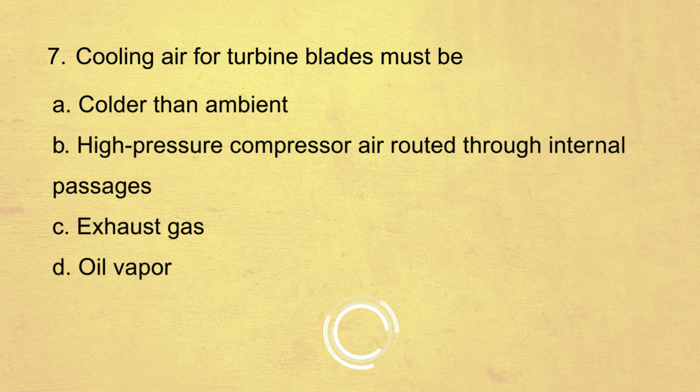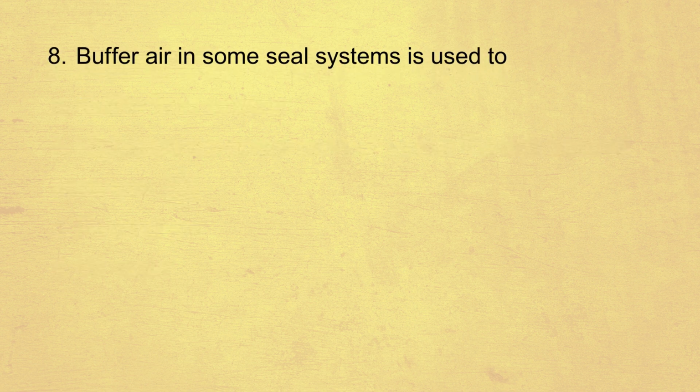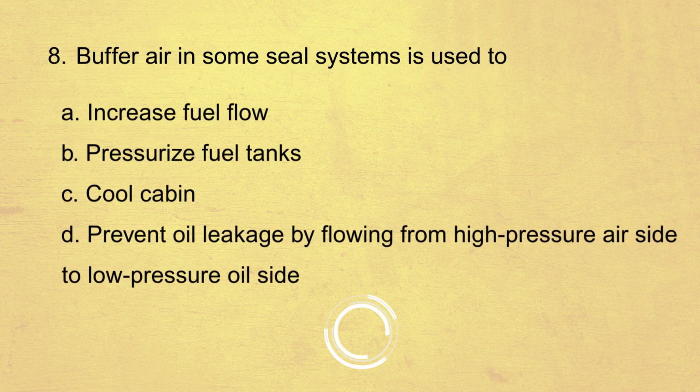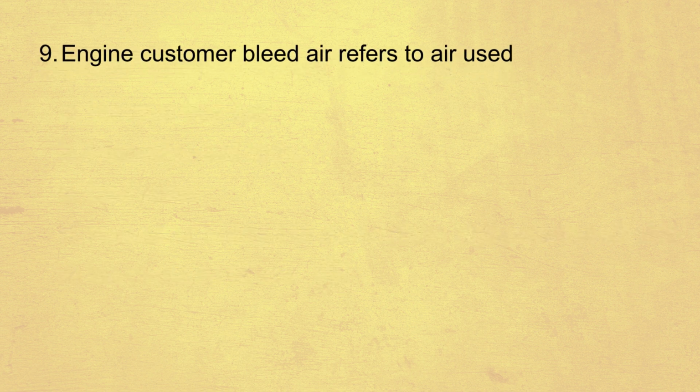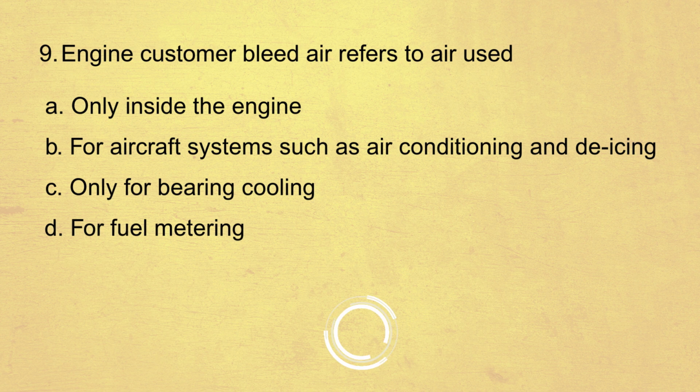Cooling air for turbine blades must be high pressure compressor air routed through internal passages. Buffer air in some seal systems is used to prevent oil leakage by flowing from the high pressure air side to the low pressure oil side. Engine customer bleed air refers to air used for aircraft systems such as air conditioning and anti-icing.